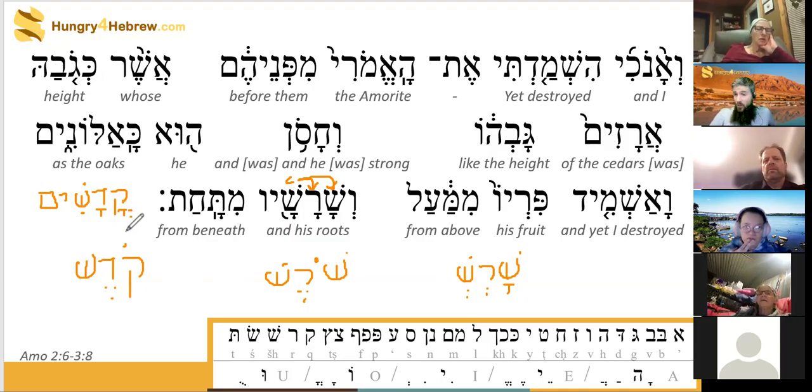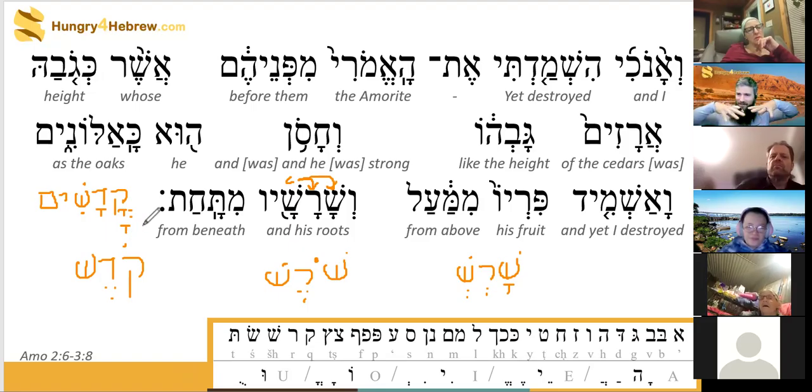So there are actually 2 options. Sometimes it shows up with this vowel, and sometimes it shows up with that vowel. Which one is it?